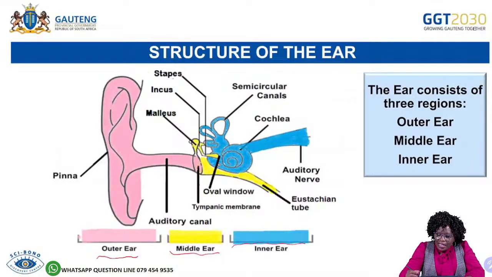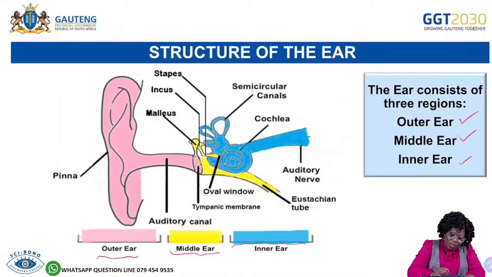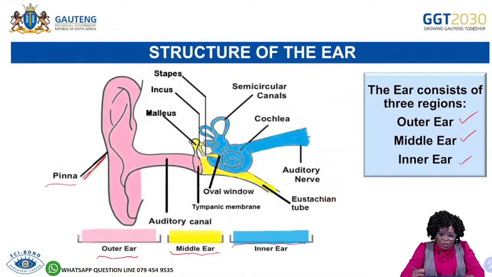So the ear consists of 3 regions. We've got the outer ear, as I indicated, the middle ear, and the inner ear. Just to look at the structure itself. So this is the pinna. Please be mindful of the spelling, because spelling counts a lot.